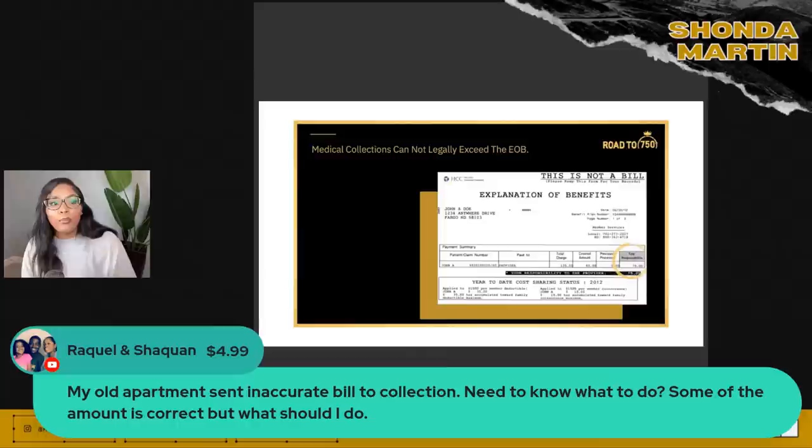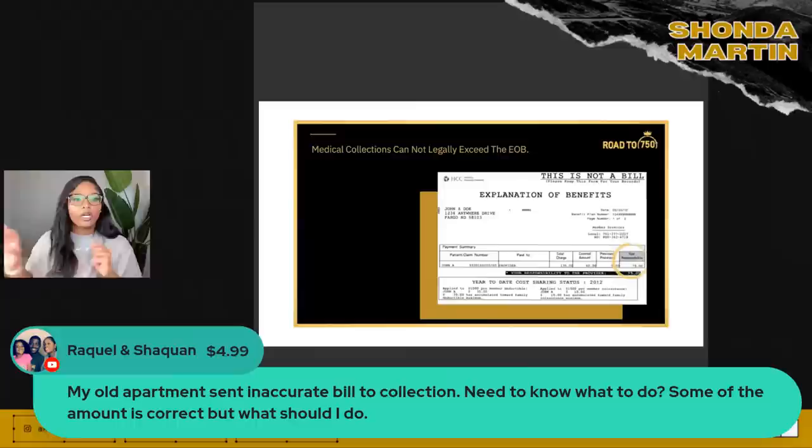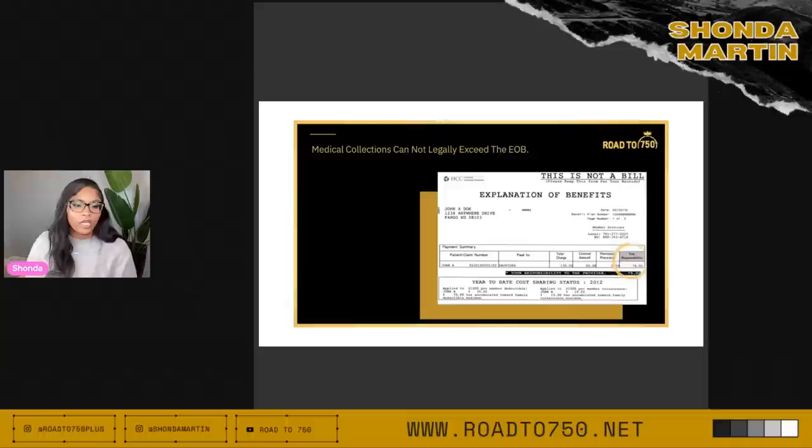So my old apartment sent an inaccurate bill to collection. Need to know what to do. Some of the amount is correct, but what should I do? When you say inaccurate bill, what do you mean? Like you didn't actually own the account? Well, I actually do address what happens if you don't agree, so let me hold off on that real quick. Thank you, Erica. All right, yeah, so we're going to get back to it.